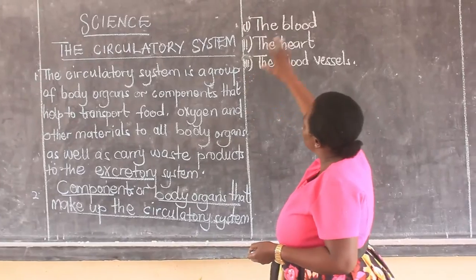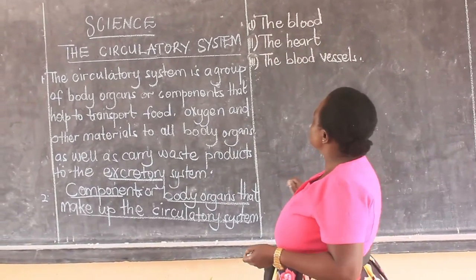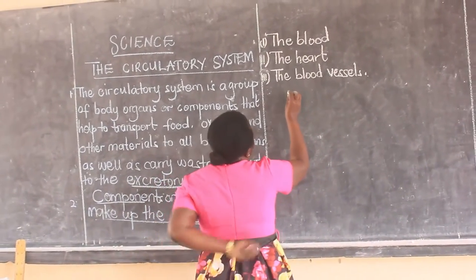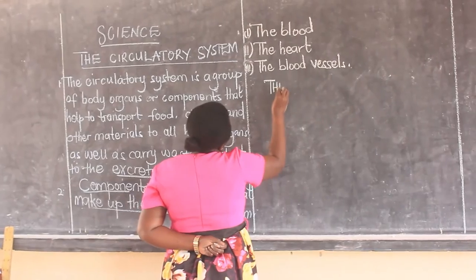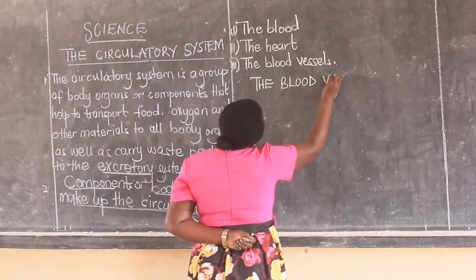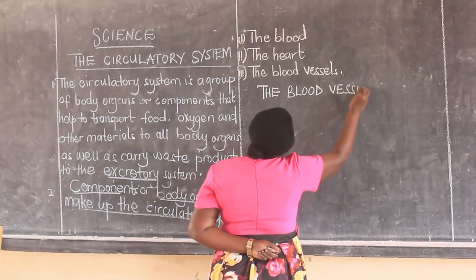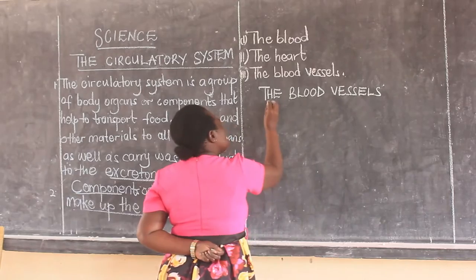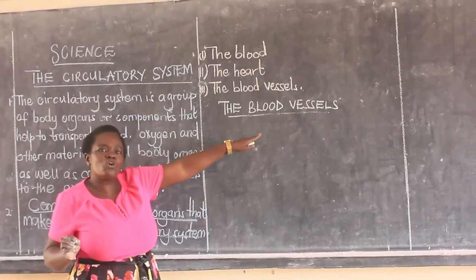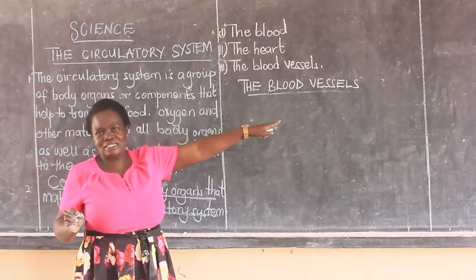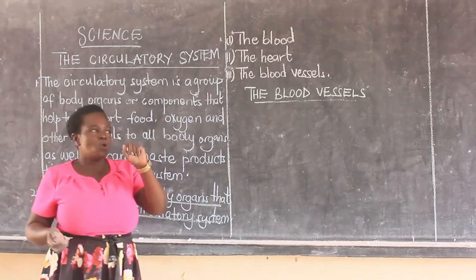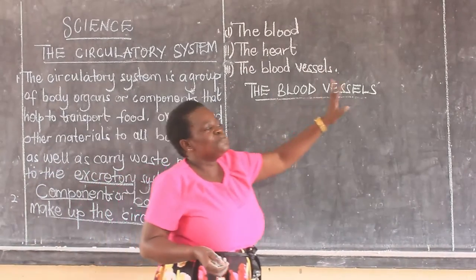Of course, we cannot learn about all of them in this lesson. We are going to start with the blood vessels as our next subtopic. From our big topic, the circulatory system, we are looking at its component, which is blood vessels. I've told you, children, we shall look at all these components in detail one by one, and we have started with blood vessels.